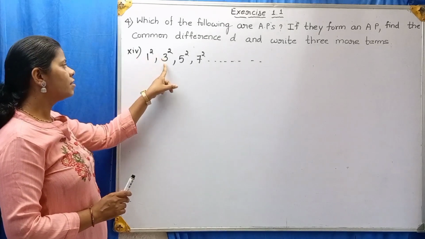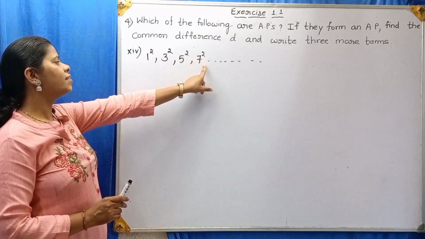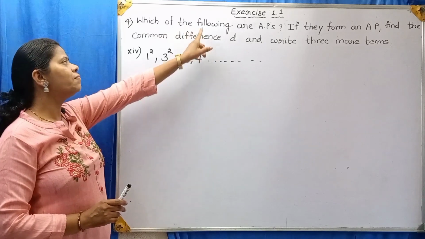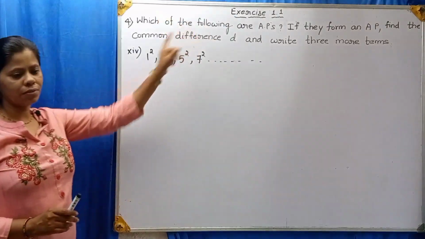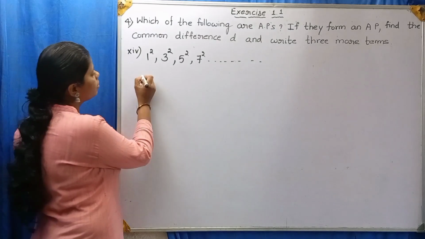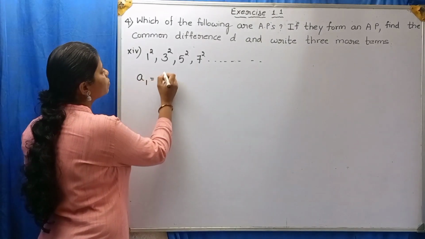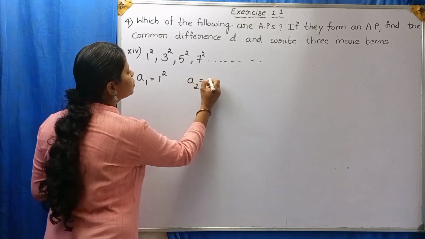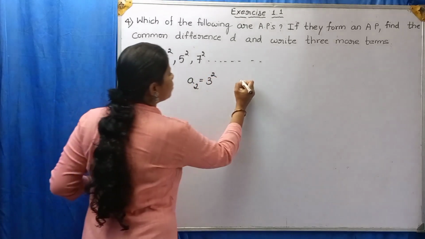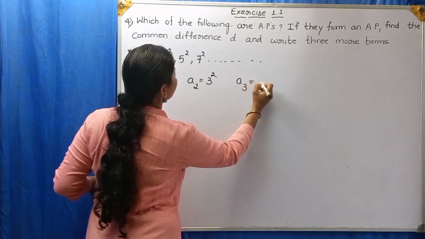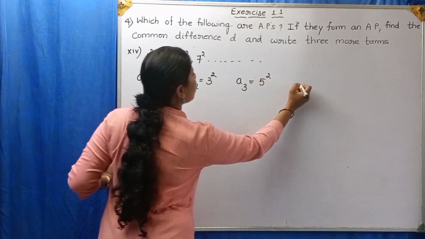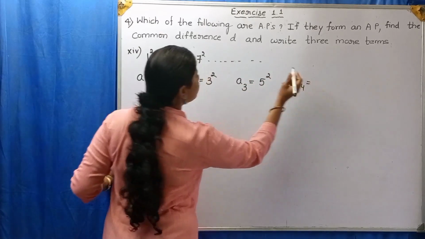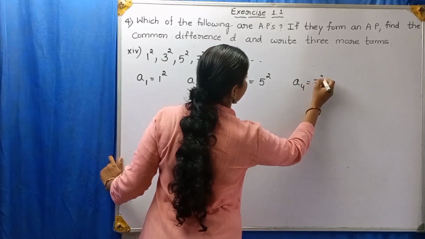One square, 3 square, 5 square and 7 square. We have to say whether it is an AP or not. Now see here. A1 is equal to 1 square, isn't it? A2 is equal to 3 square. A3 is equal to 5 square. And A4 is equal to 7 square.